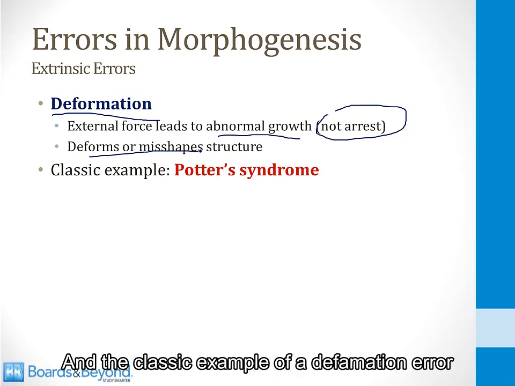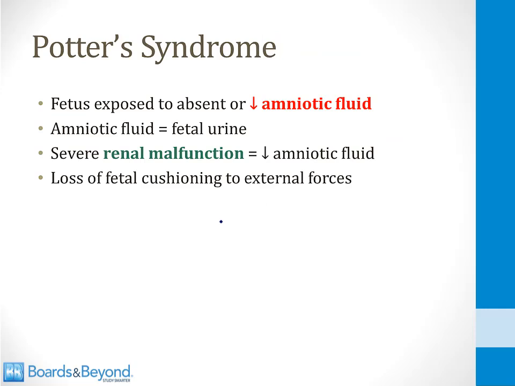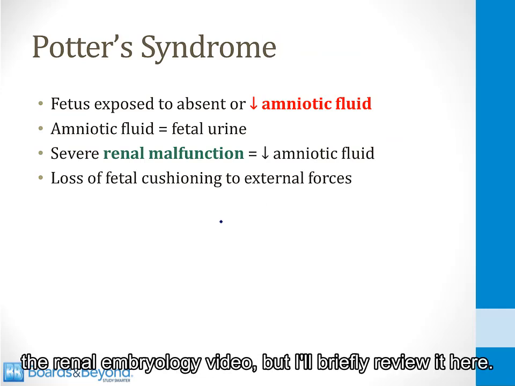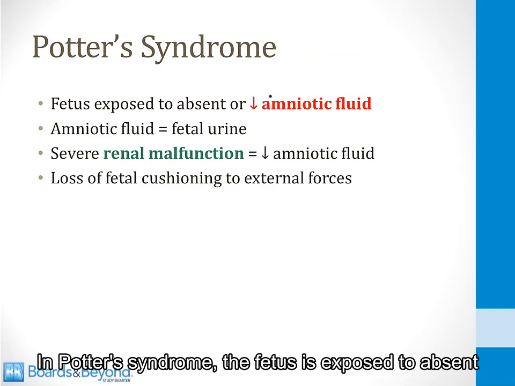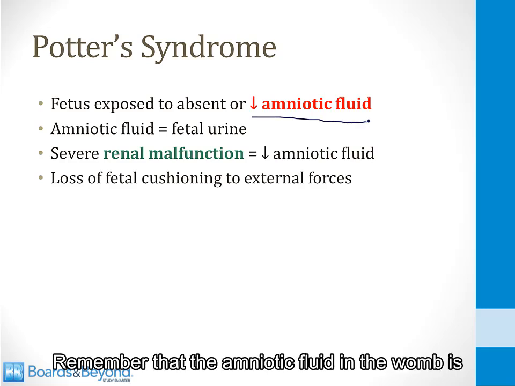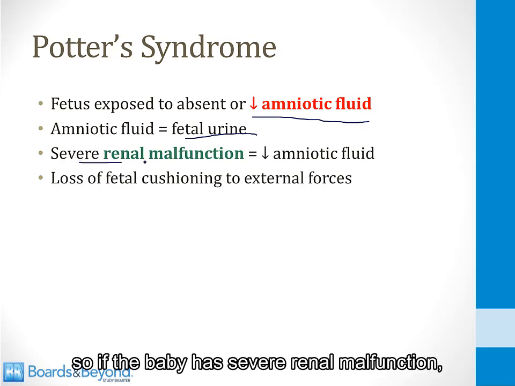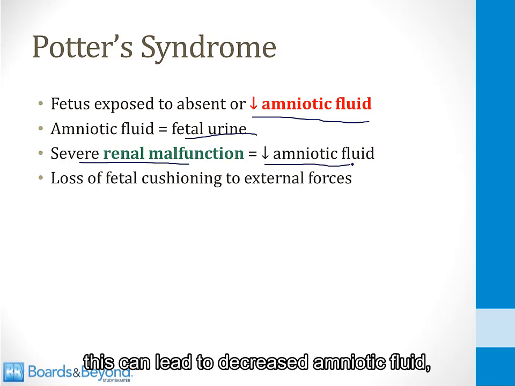And the classic example of a deformation error in morphogenesis is Potter syndrome. I talk about Potter syndrome in the renal embryology video, but I'll briefly review it here. In Potter syndrome, the fetus is exposed to absent or decreased amniotic fluid. Remember that the amniotic fluid in the womb is the fetal urine, so if the baby has severe renal malfunction, this can lead to decreased amniotic fluid.